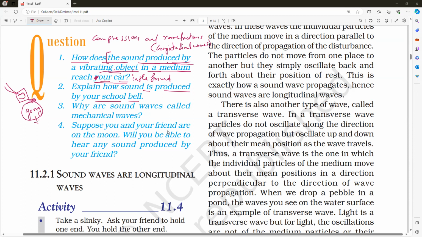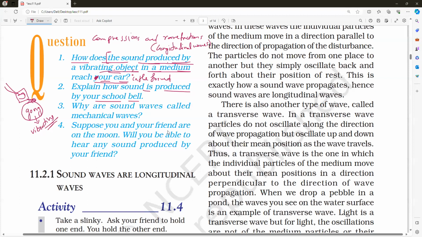So who is vibrating here? The gong will vibrate when the hammer hits. This vibration will travel in air in the form of what? Compressions and rarefactions. That is a longitudinal wave, and it reaches our ear, which we hear as sound. That is what you have to remember.